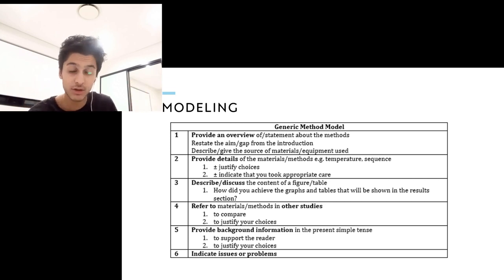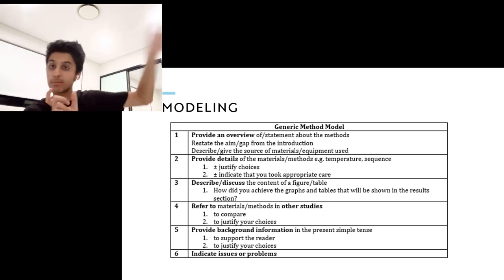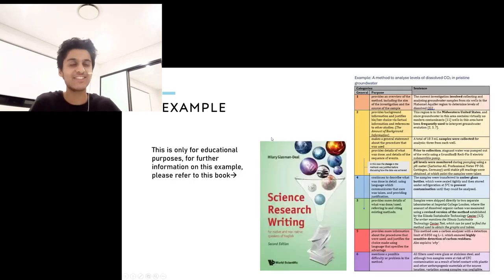A good way to justify your choices is showing that other papers have done it as well, and people can often think, if this is a common way of doing it, why not? And then you want to provide background information if necessary, and then at last you want to indicate issues or problems, because then you can talk about them in a discussion, so you're creating a flow. Now let's look at an example.